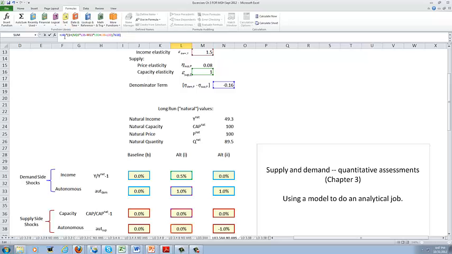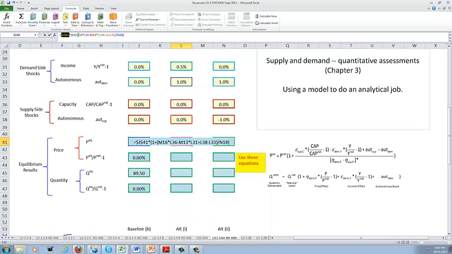Now we're just going to pin the parameters down. Anything that's a parameter here, we're going to pin down. I'm using my F4 key, but you can just put in the dollar signs. These are variables, that's a variable, but this denominator term is also okay.